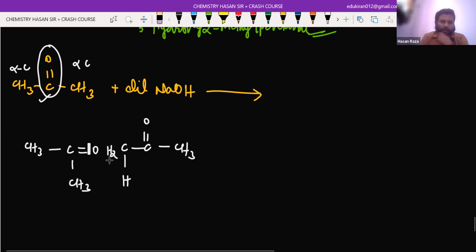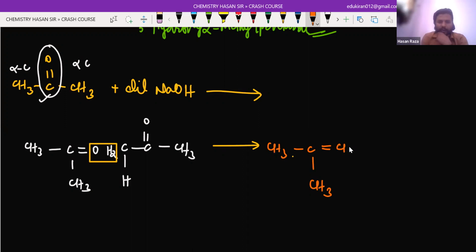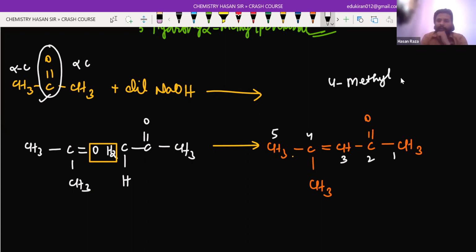And then I'm going to remove this H2O and you will be getting CH3, and CH3 is there, doubly bonded CH, and then C double bond O, and CH3 is here. So I'm going to name it, writing the numbering 1, 2, 3, 4, 5. So the name will be, this is the ketol condensation because ketone is there. So its name will be 4-methylpent-3-en-2-one. Very good.